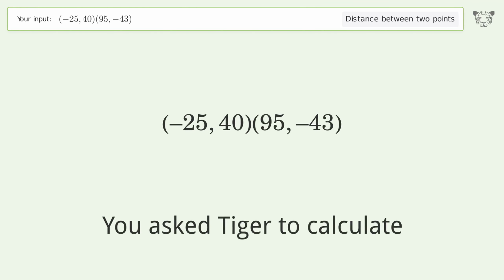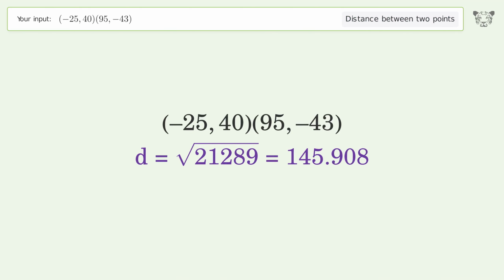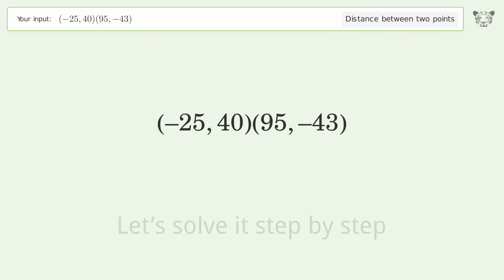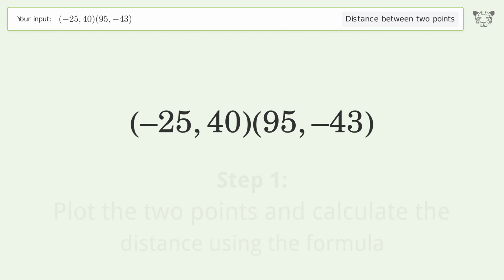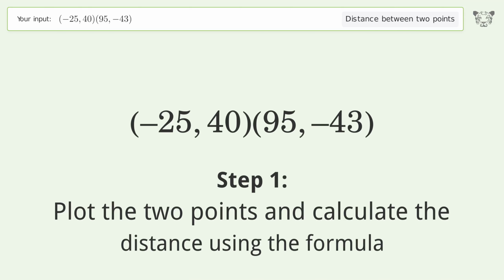You ask Tiger to calculate. This deals with the distance between 2 points. The distance between the 2 points is the square root of 21,289, or 145.908. Let's solve it step by step. Plot the 2 points and calculate the distance using the formula.